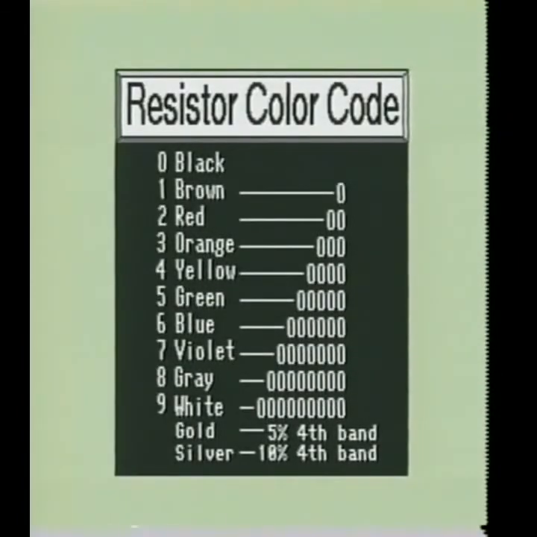If there is a fourth color band, it will be gold or silver. As you notice, the colors from 0 to 9 are black, brown, red, orange, yellow, green, blue, violet, gray, and white. I'll give you a moment to review this color code.